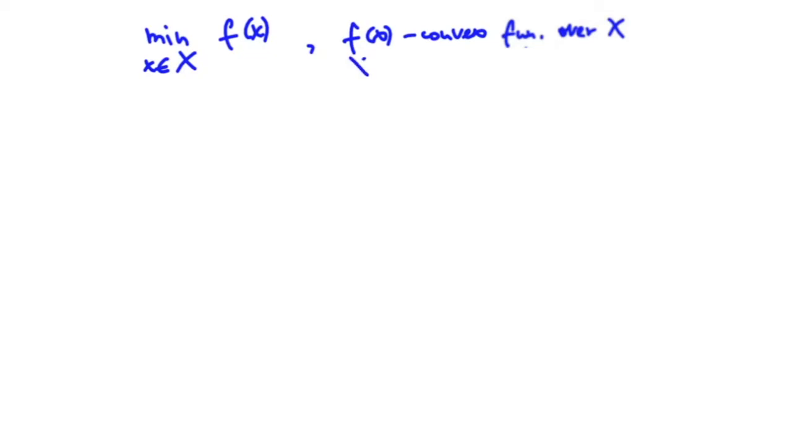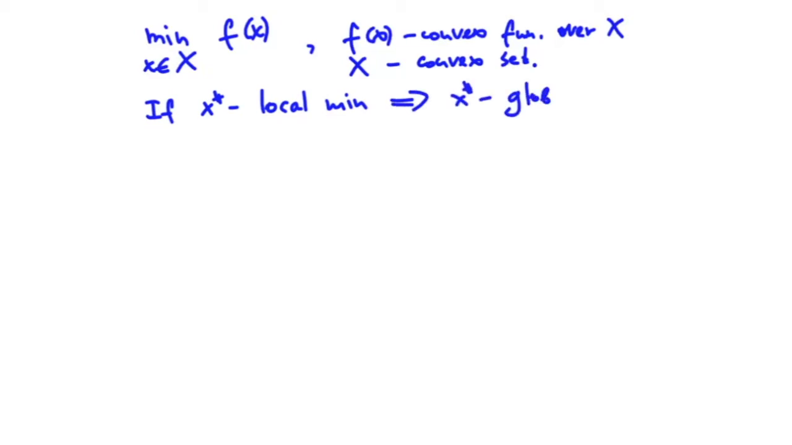Let's look at the problem of minimizing f of x over the set X, where f of x is a convex function over X, and X is a convex set. What we need to show is that if x star is a local minimizer for this problem, then from this we can conclude that x star is a global minimum.